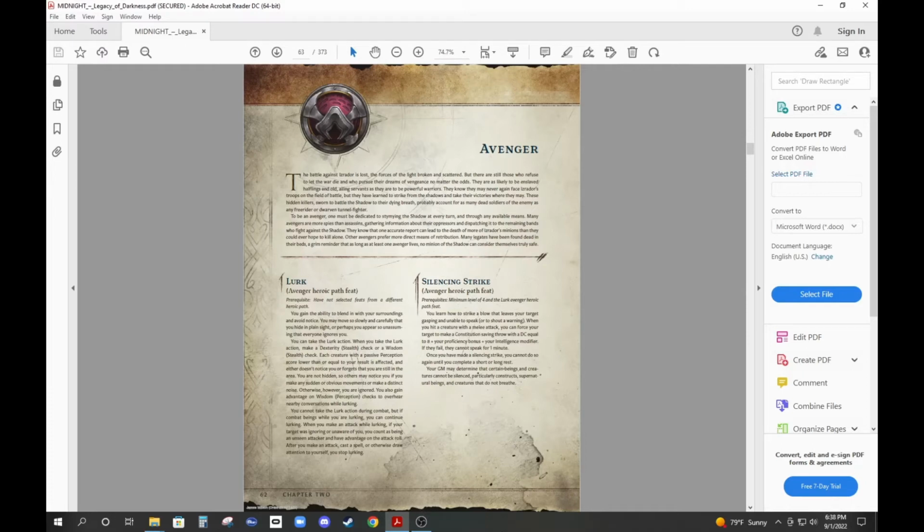Many legates have been found dead in their beds, a grim reminder that as long as at least one Avenger lives, no minion of the shadow can consider themselves truly safe.